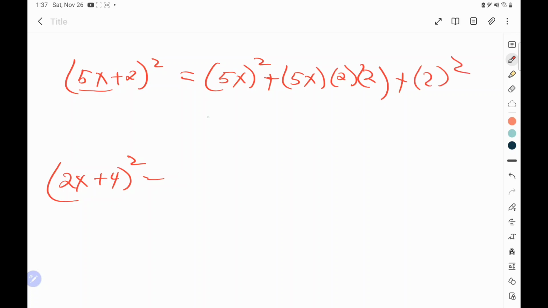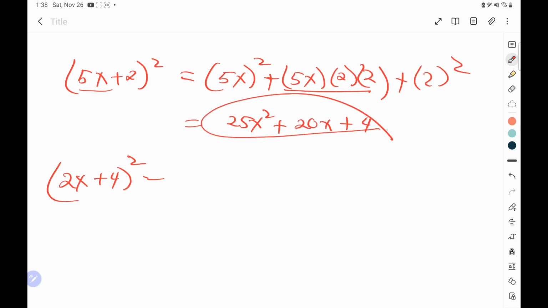Now let's simplify. 5x squared is equal to 25x squared. Multiplying is equal to 20x, and then 4. That's your answer for this question.